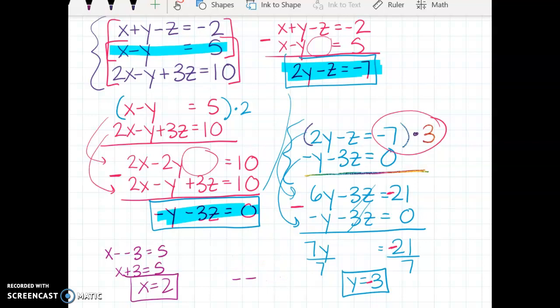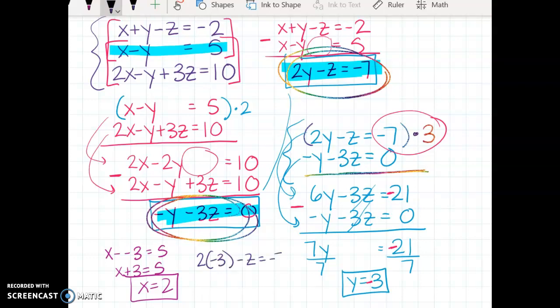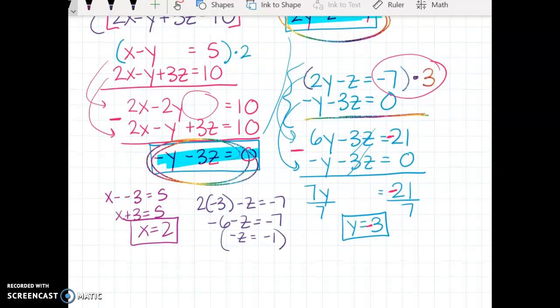Now I can use one of our equations again. I'll use 2y minus z equals negative 7 like I was going to before. So 2 times negative 3 minus z is negative 7. Negative 6 minus z is negative 7. Add 6. Negative z is negative 1, divide by negative 1. Z is 1.